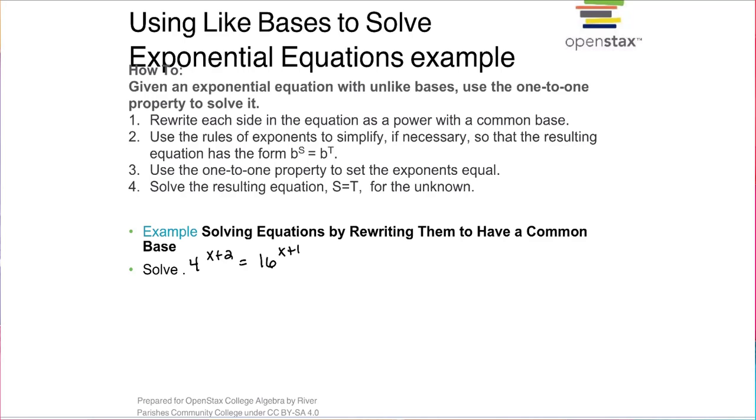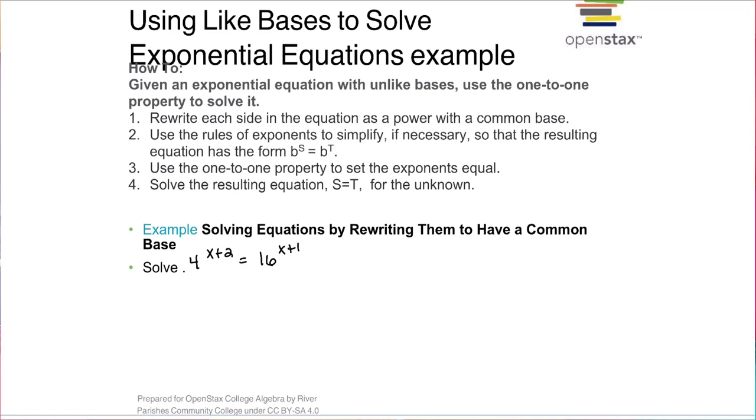All right, so that was solving it using the one-to-one property for exponential functions. Now we're going to use like bases to solve exponential equations. So given an exponential equation with unlike bases, use the one-to-one property to solve it. Basically what you're going to do is rewrite it so that it does have like bases, and then follow the same guidelines we did for the last examples.